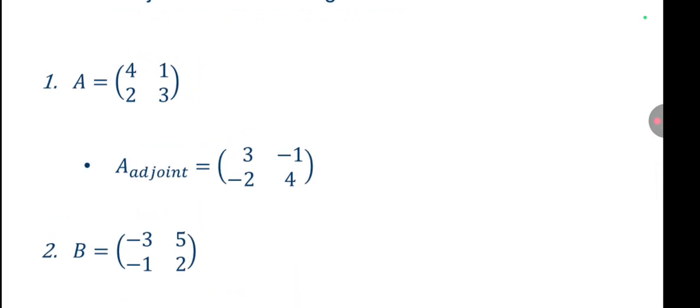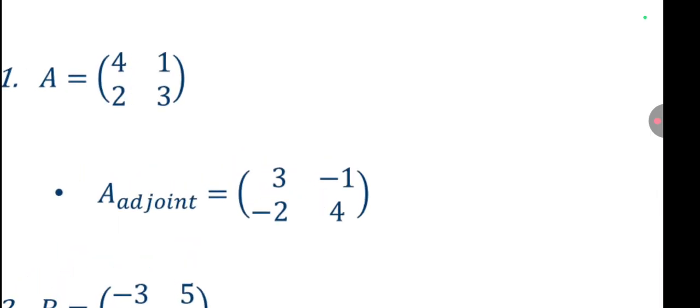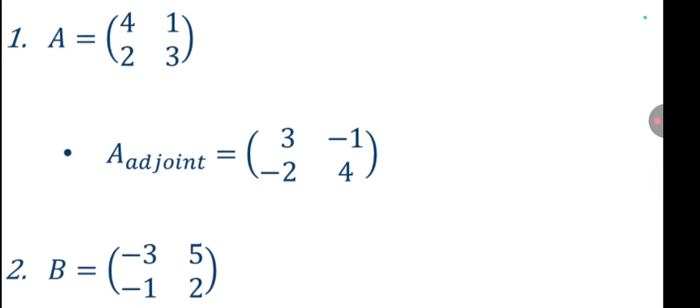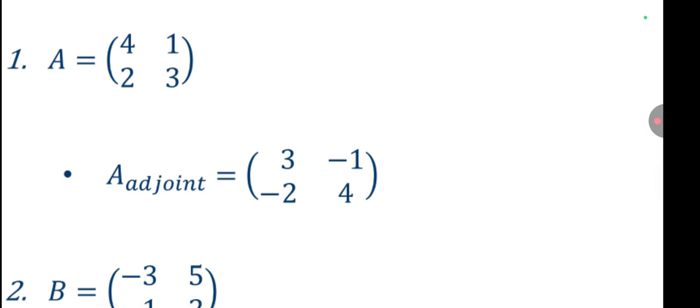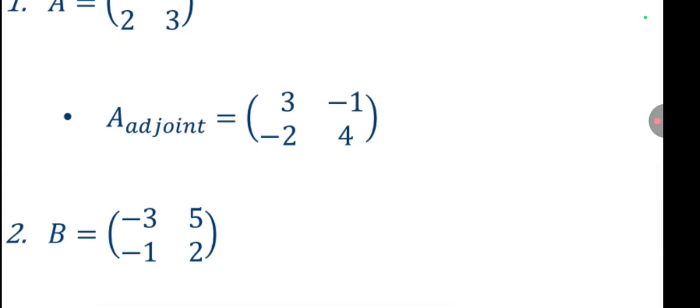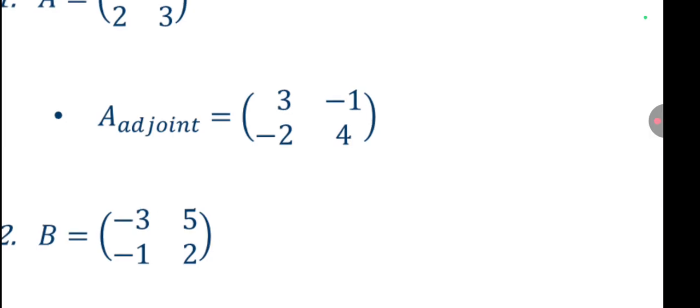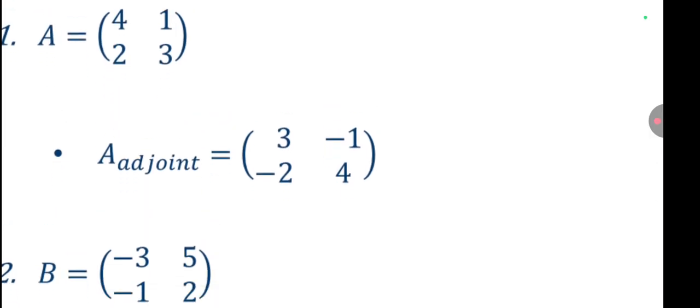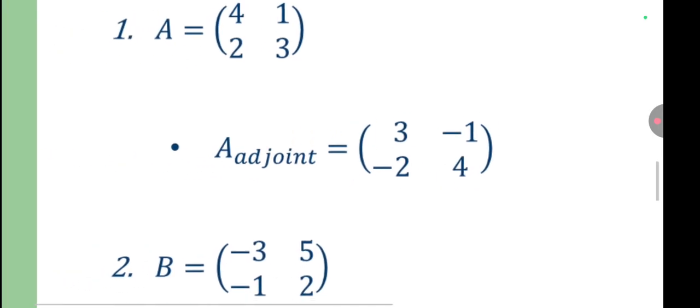So the positions of the main diagonal elements are changed, and for the other diagonal elements, we only have to change the sign. In the given matrix, the other diagonal elements are 2 and 1. For the adjoint, we change the sign: minus 2, minus 1. Therefore, the adjoint of the given matrix is 3, minus 1, minus 2, 4.